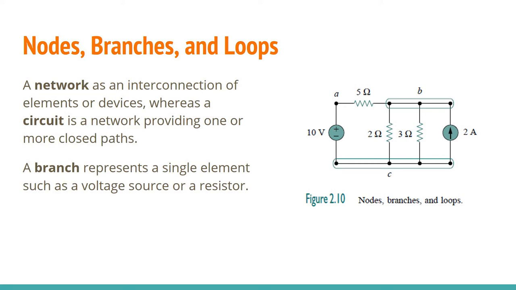If you remember, katong may battery and then may lamp. So a simple circuit na ay supply and ay load. And karon i-discuss nato unsa ang network. Unsa ang difference ng network and circuit. Ang network is an interconnection of elements or devices. So daghan na siya og elements. Whereas circuit is a network providing one or more close paths.